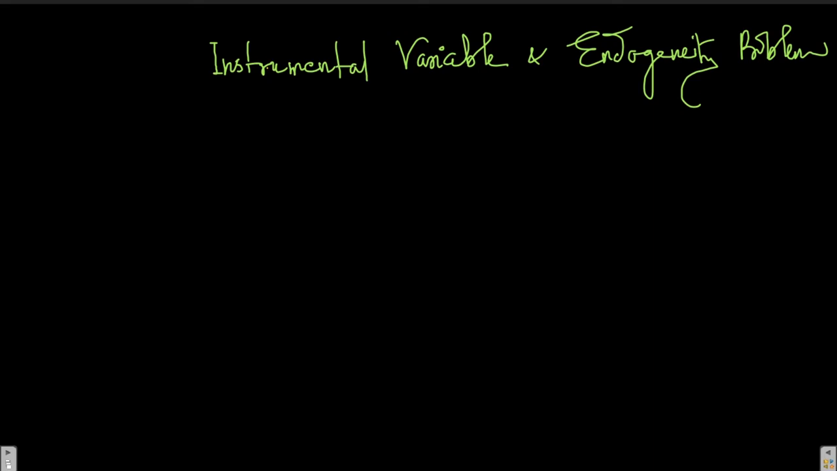Now in all these cases we have seen the heart of the endogeneity problem lies with the fact that whenever we have a situation where the covariance of x and u is not equal to 0, or in other words when x and u are not independent, then we have this problem of endogeneity.